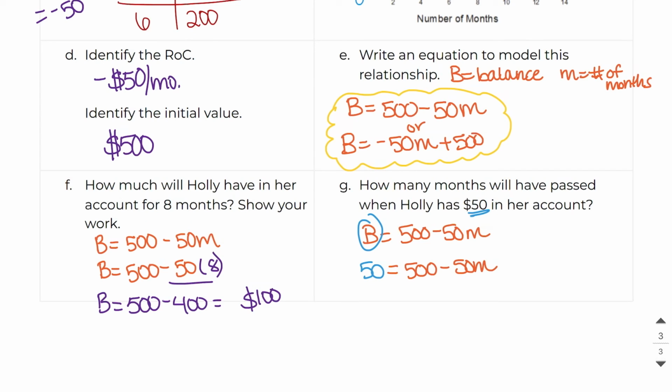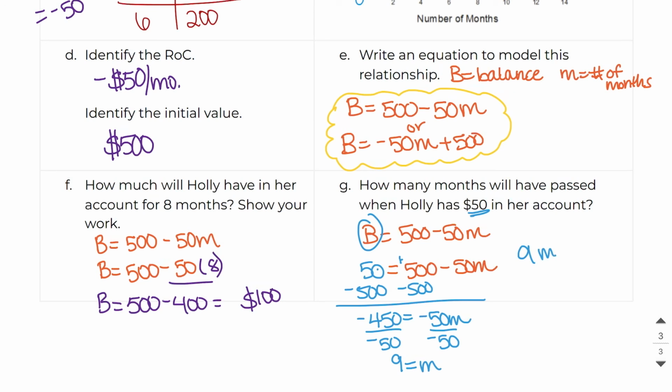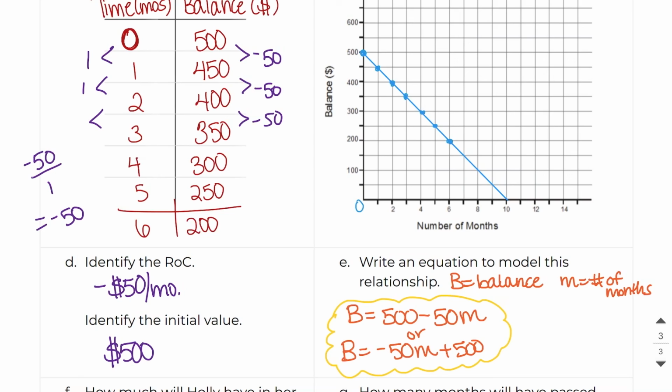So now I need to get rid of this 500, and because it's an invisible positive 500, I would subtract it. Whatever I do to one side, I do to the other side. So 50 minus 500 is negative 450. Bring down this negative 50 over here. Divide both sides by negative 50. And I end up getting 9, positive 9 equals M. So it would take 9 months. But let's double check that this is right. So we go to our graph right here, and we can see at $50 for our balance, it did actually take 9 months.